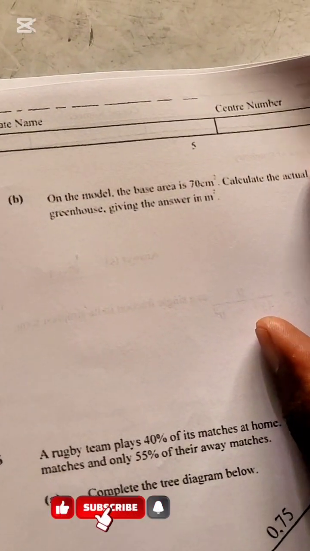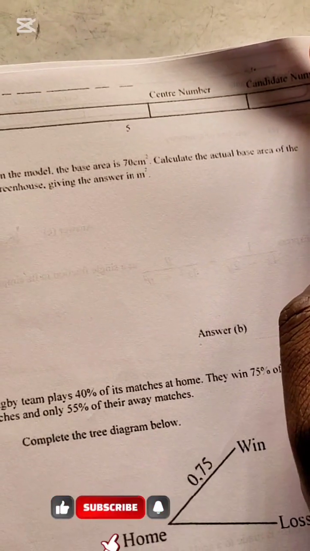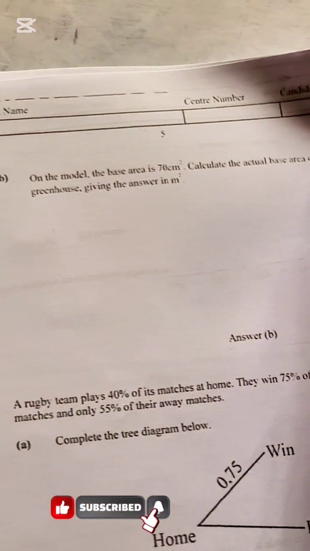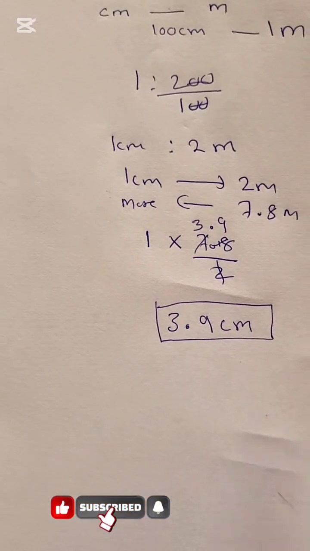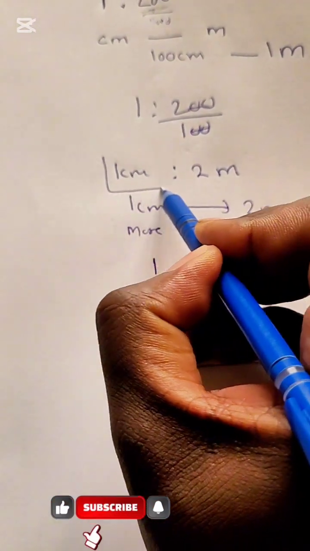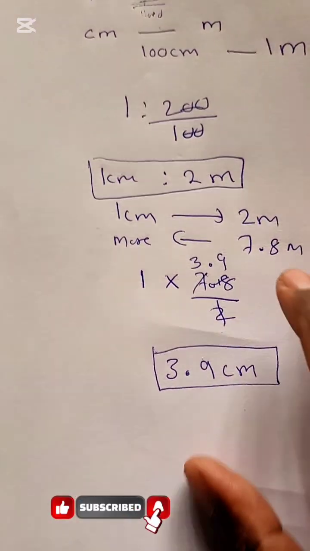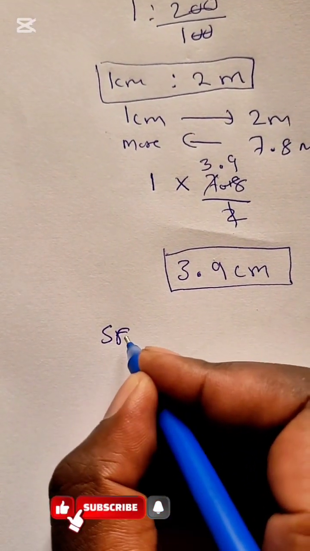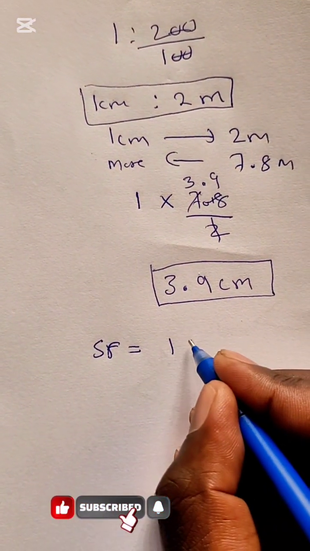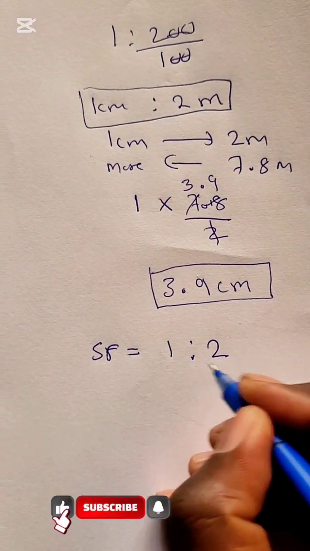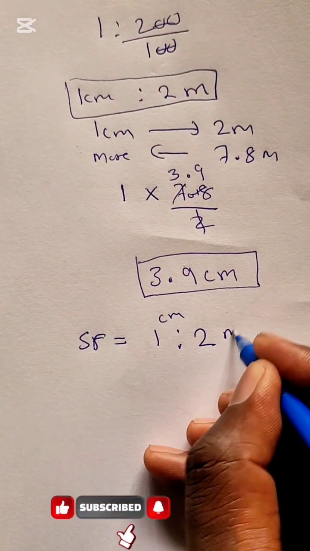Next question. It says on the model, the base area is 70 centimeters squared. Calculate the actual base area of the greenhouse giving the answer in meters squared. Okay. So our scale factor right here is 1 centimeter is representing 2 meters. Remember, we are asked to find our answers in meters squared, right? So that will be the area factor.